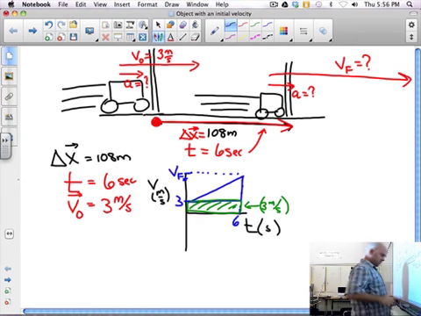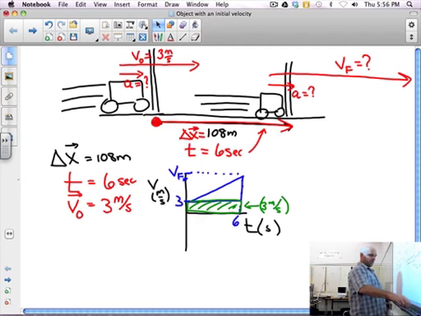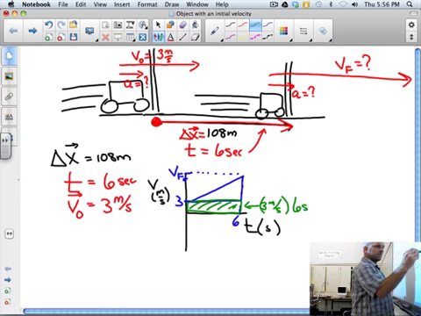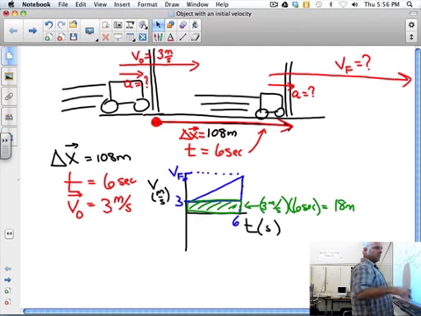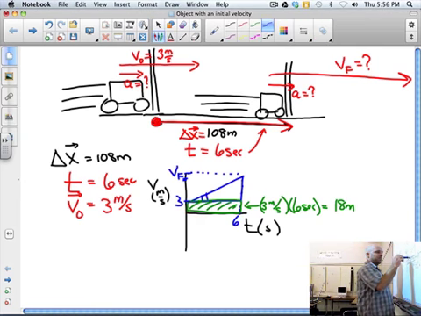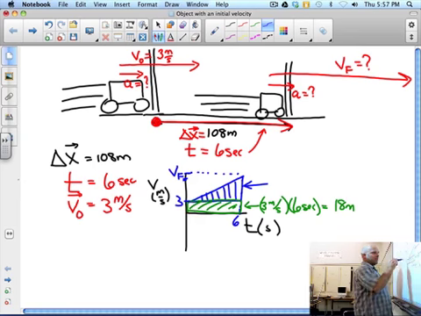And so 3 meters per second times 6 seconds gives me the area of that rectangle, which would be 18 meters, okay? And you could take this area here and make an equation for it. It looks like it's going to be our change in velocity.